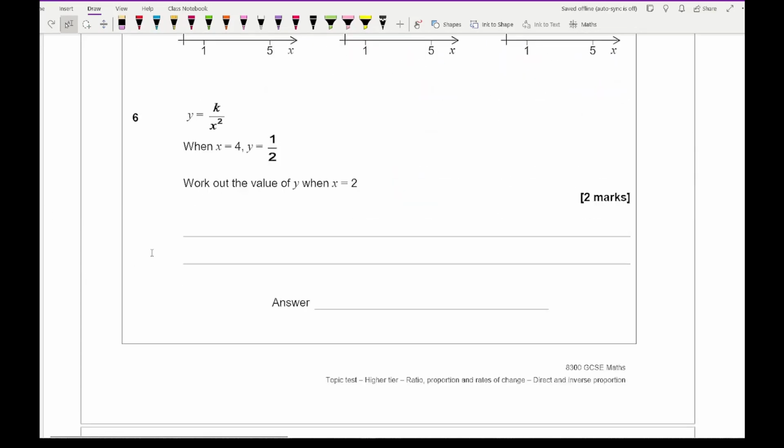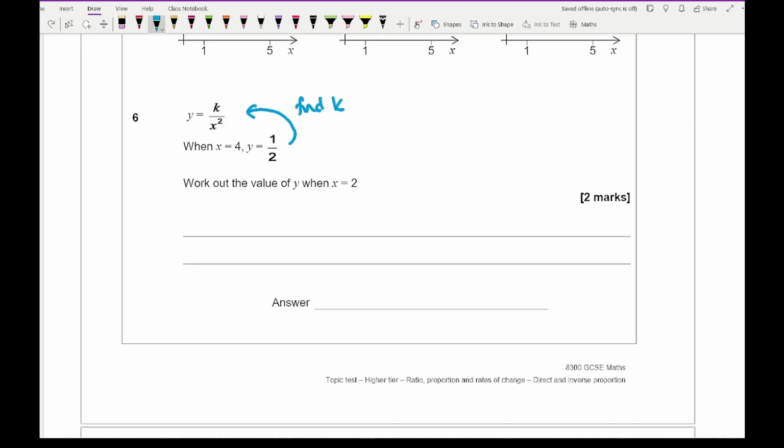Then moving on to question 6, it says y equals k over x squared. When x equals 4, y equals a half. Work out the value of y when x equals 2. So for this, what we need to do is substitute this into this to find k.